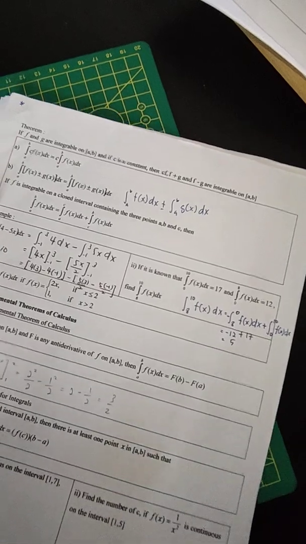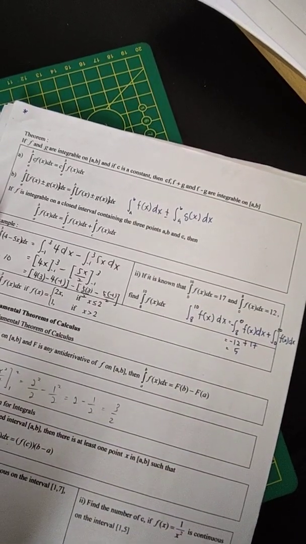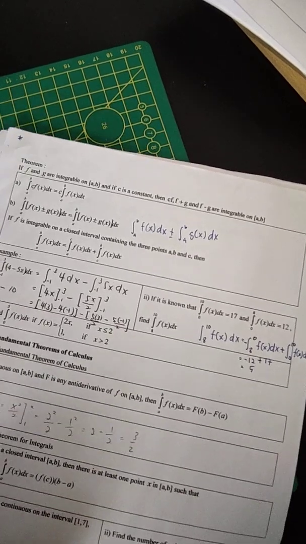So, next kita nak tengok theorem. If f and g are integrable on AB, and if C is a constant, then CF, F plus G and F minus G are integrable on AB.